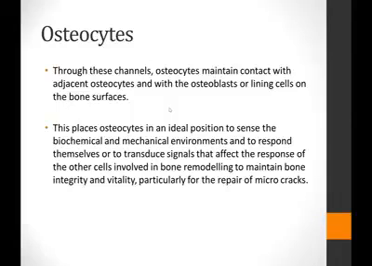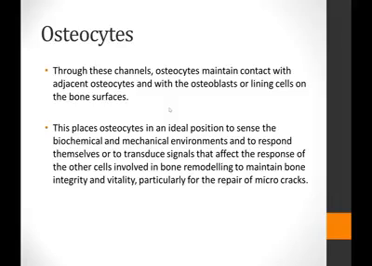Through these channels, the osteocyte maintains its contact with the adjacent osteocytes within the bone, and also with the osteoblasts or the bone lining cells present on the surface. So these osteocytic processes of adjacent cells are in contact with one another, and they are also connecting the osteocyte to the osteoblastic processes of the osteoblasts on the top surface of the bone, which lie there in the form of bone lining cells.